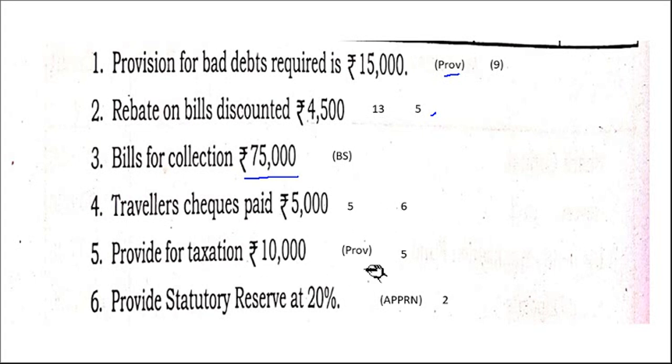Provide for taxation. So provision, under provision it comes, and other liabilities and provision. That is schedule 5. Then provide statutory reserve at 20%. So appropriation in the profit and loss account, appropriation we are writing, and the same thing we have to write in the second one, reserves. Clear?